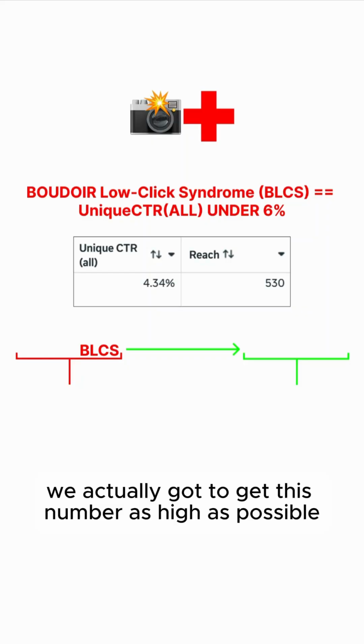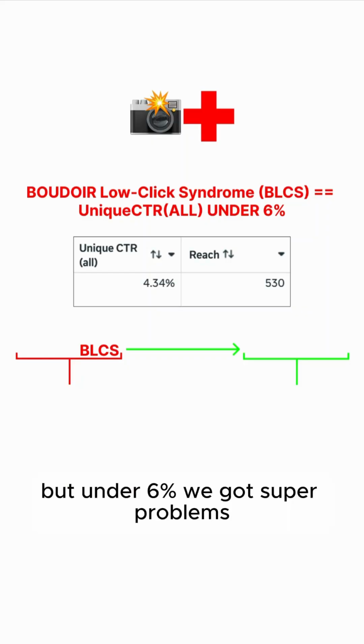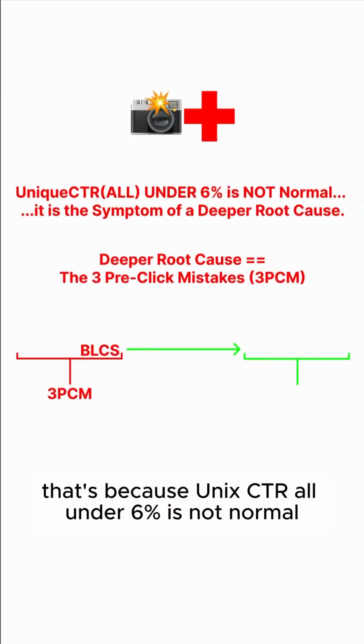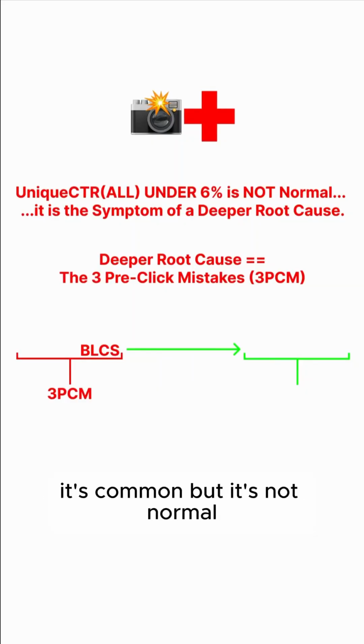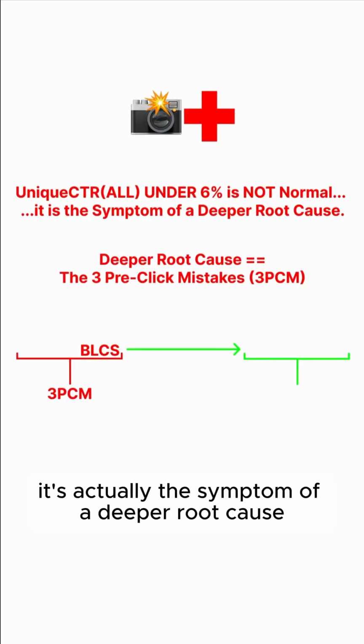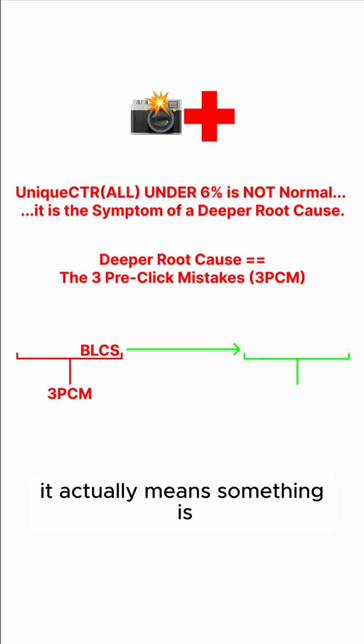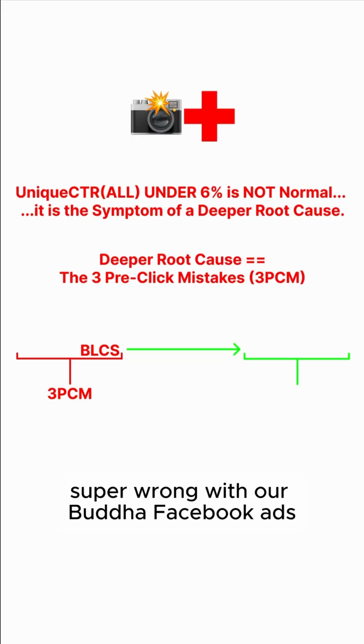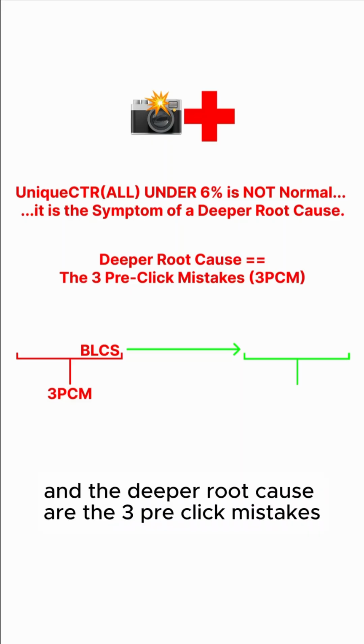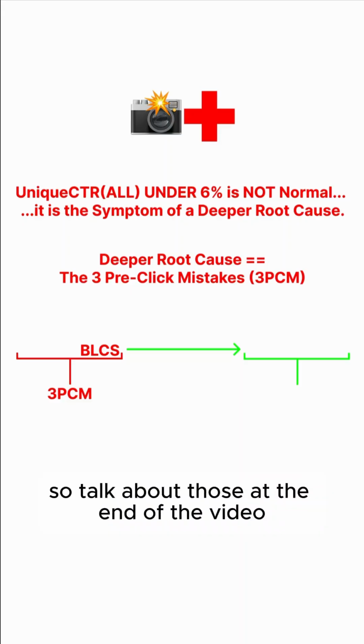So we actually got to get this number as high as possible, but under 6%, we got super problems. That's because unique CTR under 6% is not normal. It's common, but it's not normal. It's actually the symptom of a deeper root cause. It actually means something is super wrong with our Boudoir Facebook ads. And the deeper root cause are the 3 pre-click mistakes. So we'll talk about those at the end of the video.